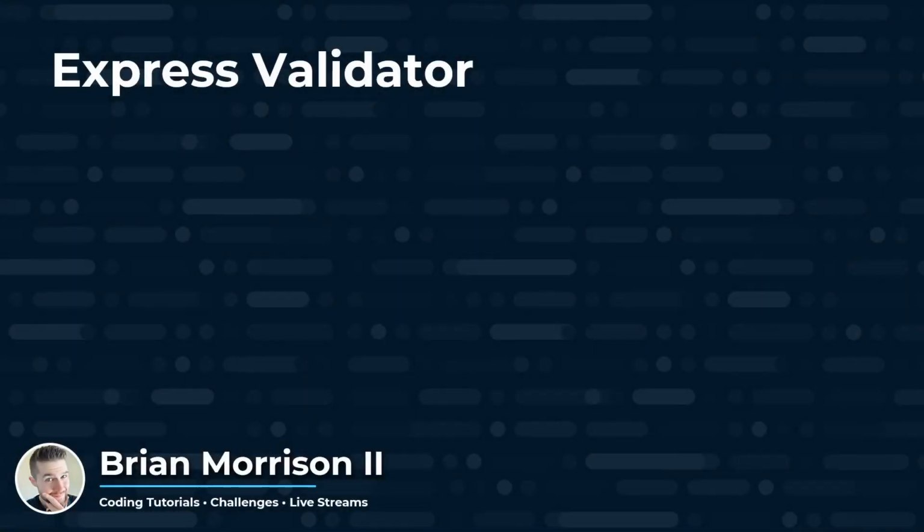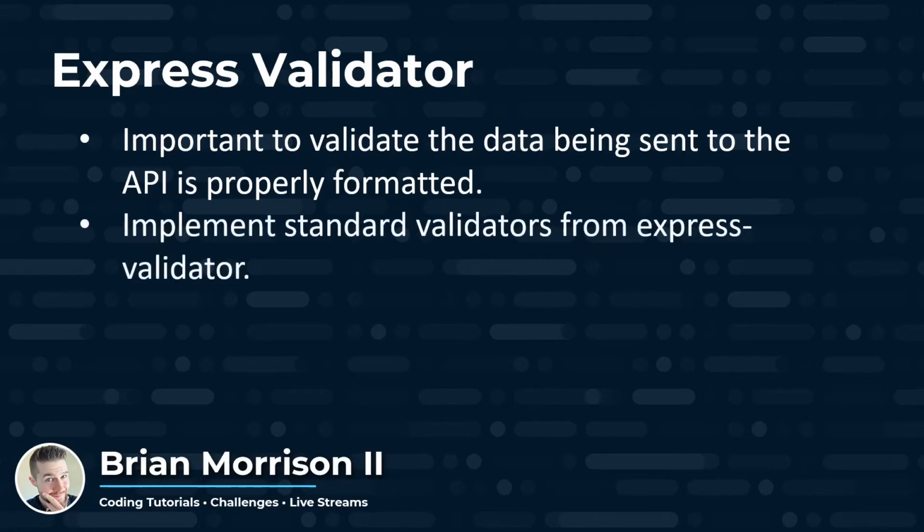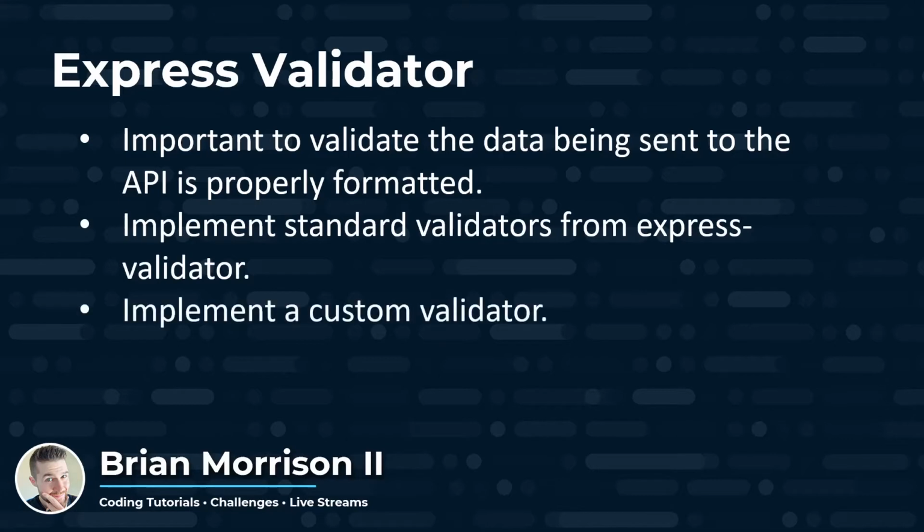So to accomplish this, I'm going to use a package called express-validator. It's important to validate data being sent to an API to make sure that it's properly formatted and is not going to cause issues by being saved to the database. We're going to implement one of the standard validators from the express-validator package, as well as implement a custom validator which checks to see if a record exists in our database before sending it.